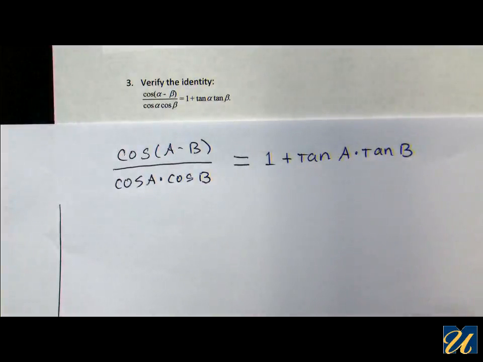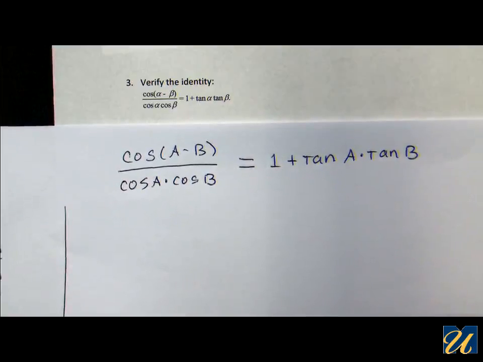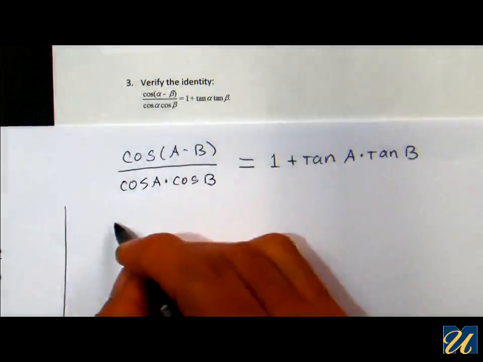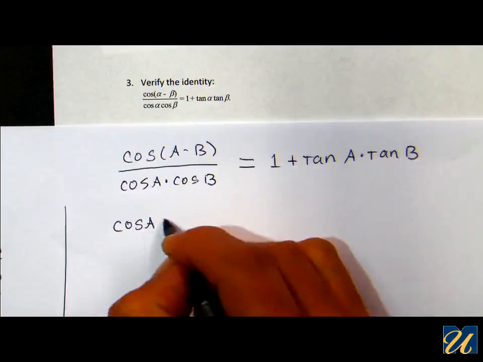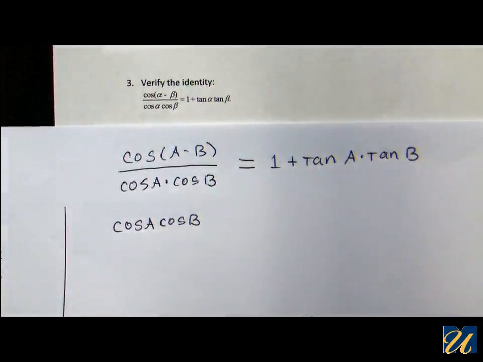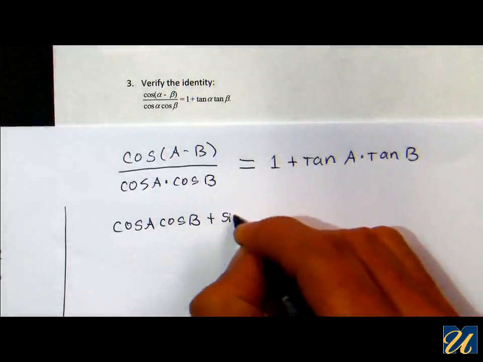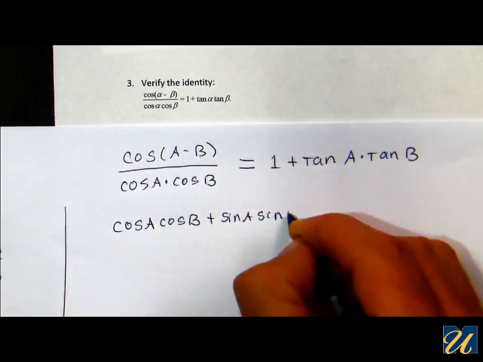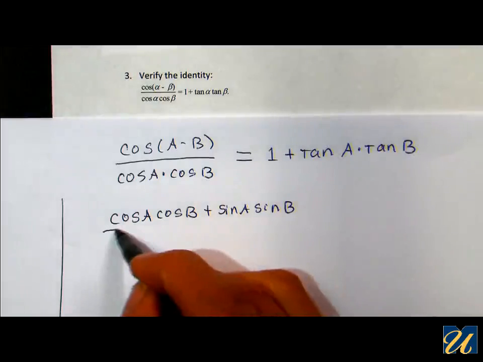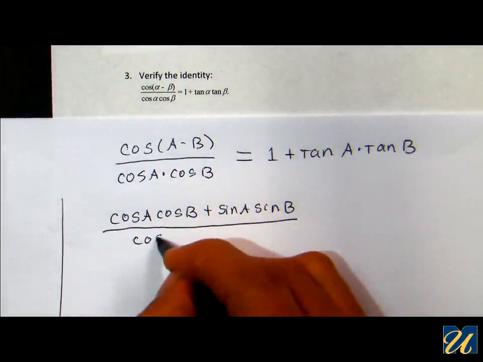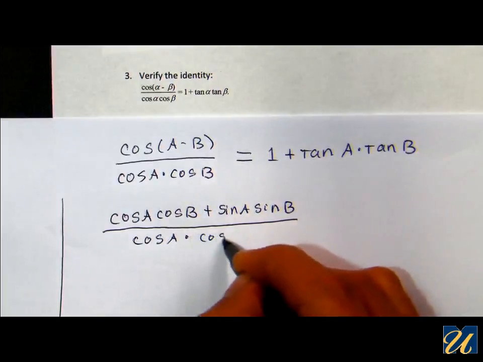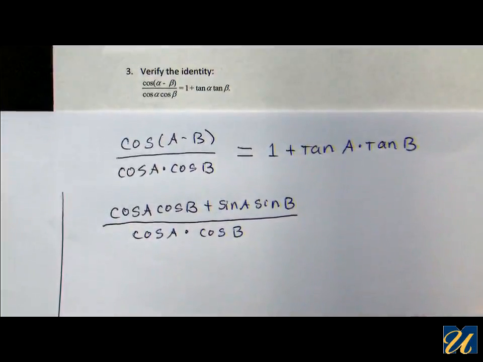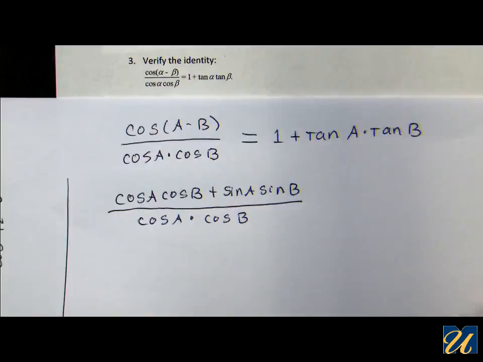Either work independently, left side only, or right side only, or both independently and show they're equal. I'll start with the left-hand side. So first we need the cosine A minus B identity, which we have had here many times. So the numerator is cosine A cosine B plus sine A sine B. So that is the expansion of the numerator. That is all divided by cosine of A multiplied by cosine of B. Okay, so that's the numerator rewritten and carrying the same denominator.